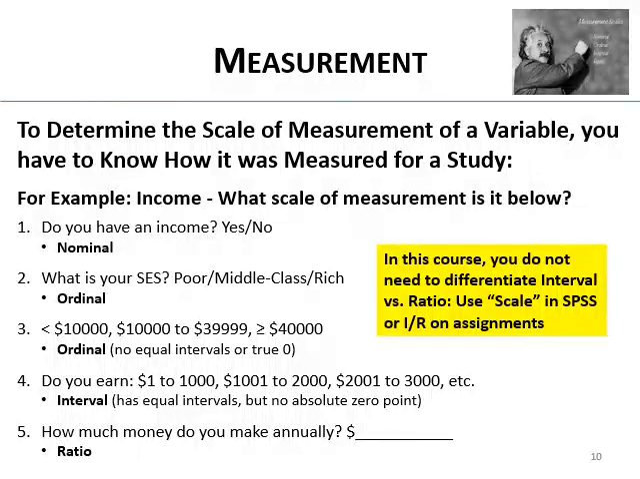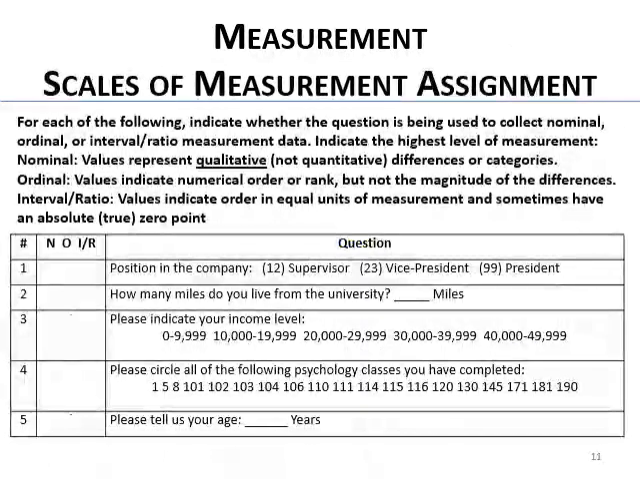So in this course, you do not need to differentiate interval versus ratio. It's all called scale in SPSS, and it's called I/R on the assignments. So the final slide is thing number 2 that is so important. I have to kick it like a dead horse and make you do tons and tons of problems trying to get this straight in your head. What are the scales of measurement?